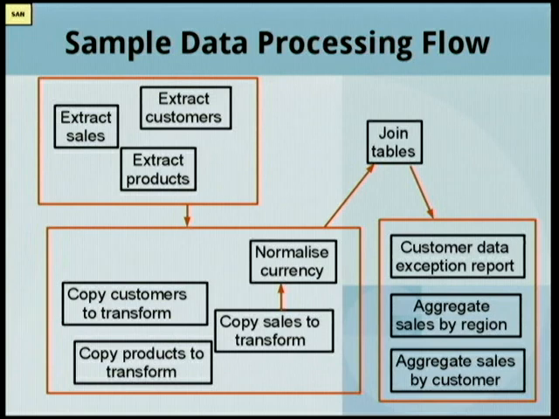And we have just one simple transform here that will normalize the currency of your sales data before joining them all together into some reporting structure, and then running some aggregations and an exception report that will perhaps look at data quality. So that's the visual representation of that. And these boxes and arrows are effectively groups and chains.